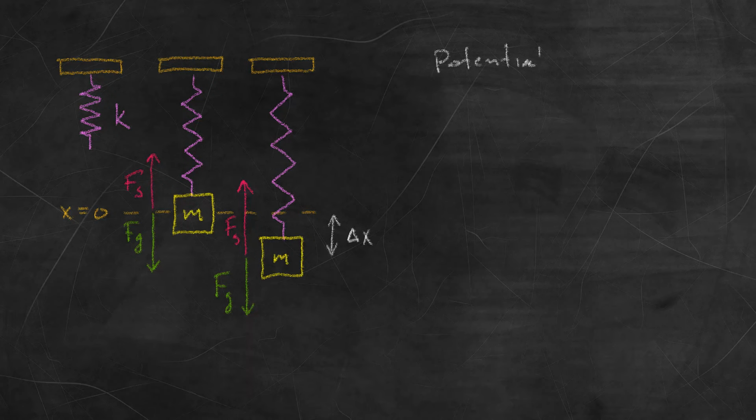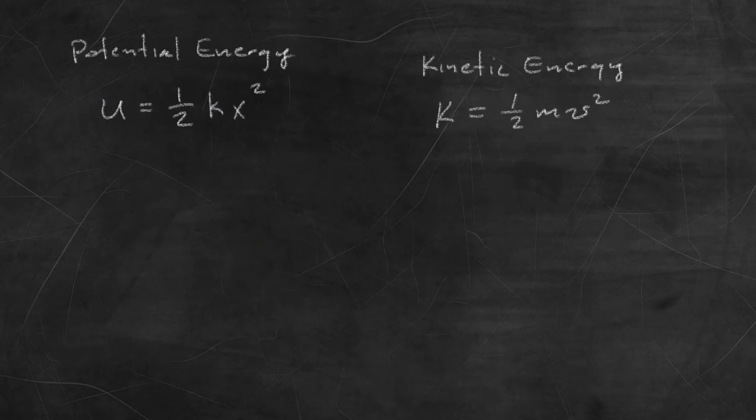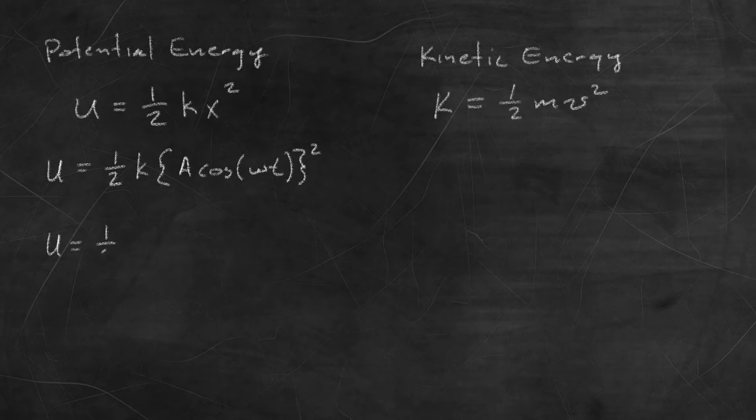The potential energy is given by U equals 1/2 k x squared. The kinetic energy is given by K equals 1/2 m v squared. Now using the potential energy equation and the x equals equation, we can see that U equals 1/2 k times the quantity A cosine omega t quantity squared. Working through the square, we get U equals 1/2 k A squared cosine squared of omega t.